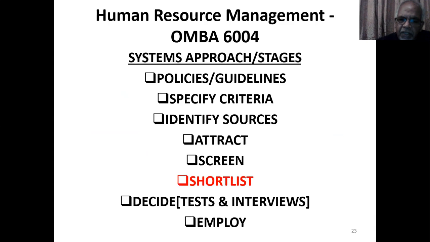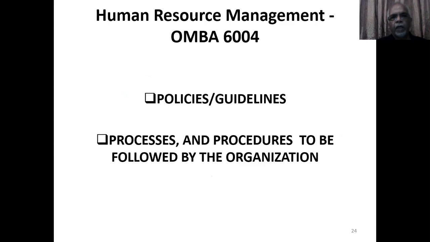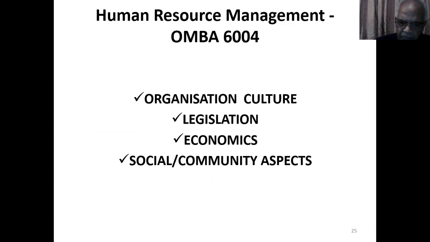Once we reach the shortlisting stage, we have gone through the recruitment stage. Then the next phase is the selection phase, where we have to conduct tests or interviews as required. And as a result of the tests and interviews, we are then in a position to make up our minds as to who are the best candidates to whom the organization may make an offer of employment. So the first thing, as we said, is to lay down the policies and guidelines to guide the recruitment and selection process. Now, these policies and guidelines may relate to the organization culture.